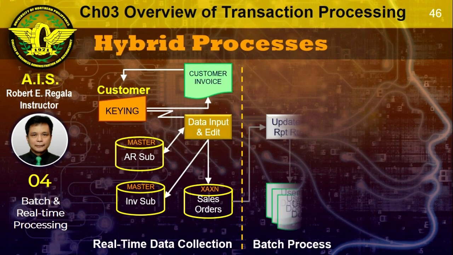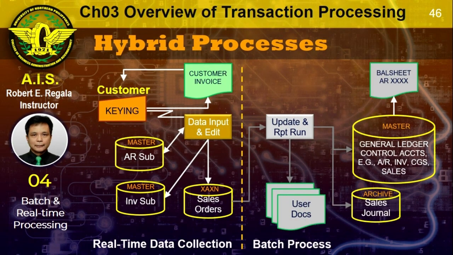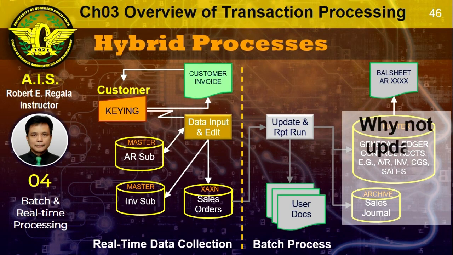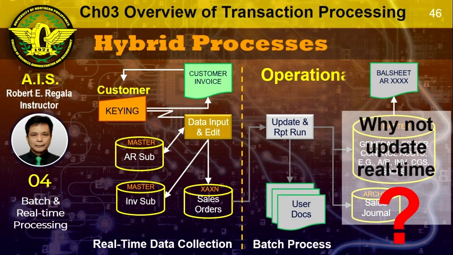This batch process records each transaction in the sales journal and updates the affected general ledger accounts. You may be wondering at this point why the sales journal and general ledger accounts are being processed in batch mode. Why not update them in real time along with the subsidiary accounts? The answer is to achieve operational efficiency, as we will now examine.